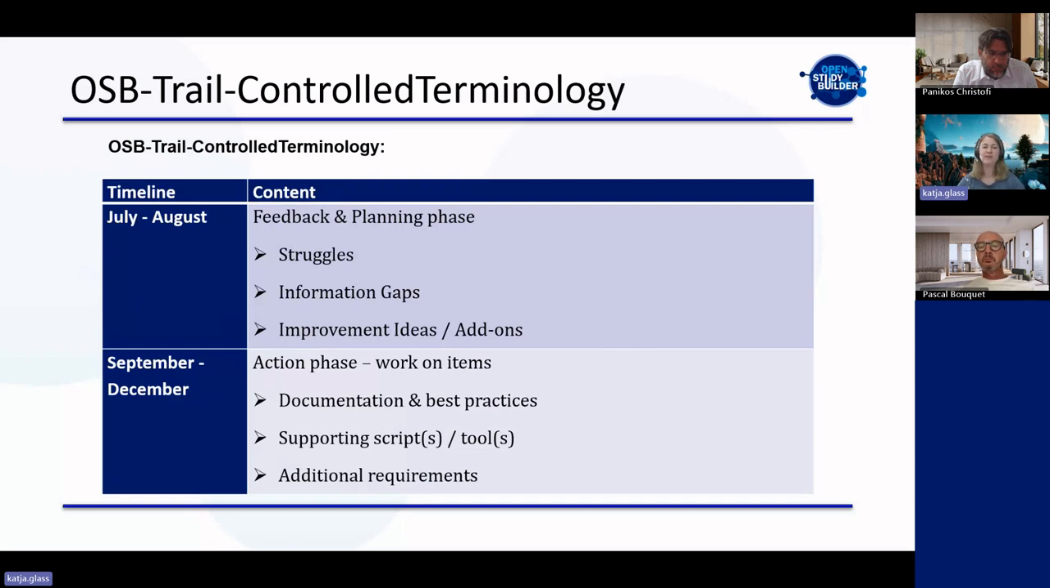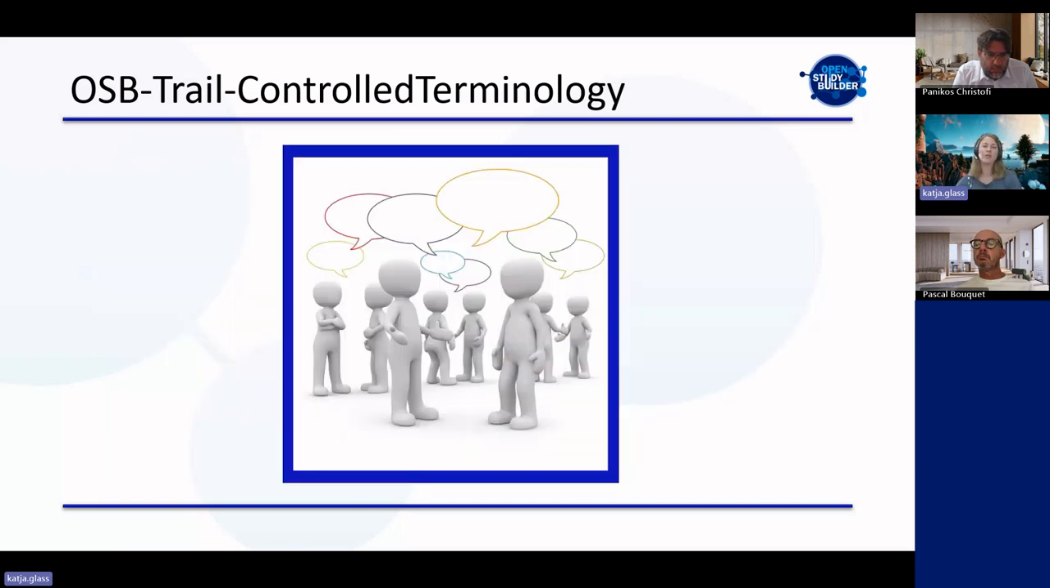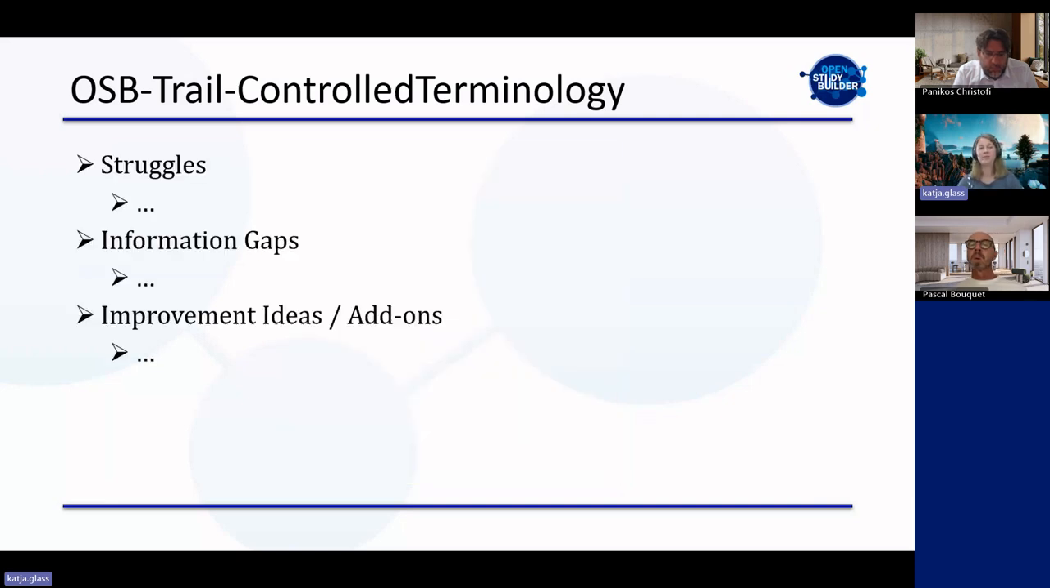Then comes the action phase, which runs four months, from September to December. Here we have the documentation and best practices we could work on, or supporting scripts or additional requirements. Whatever our group comes up with, this is what we could do. It's really about collaboration, contribution, communication, and here we really need your feedback. What is it you're struggling with? What information gaps do we want to work on? What improvement ideas do you have and would like to see?